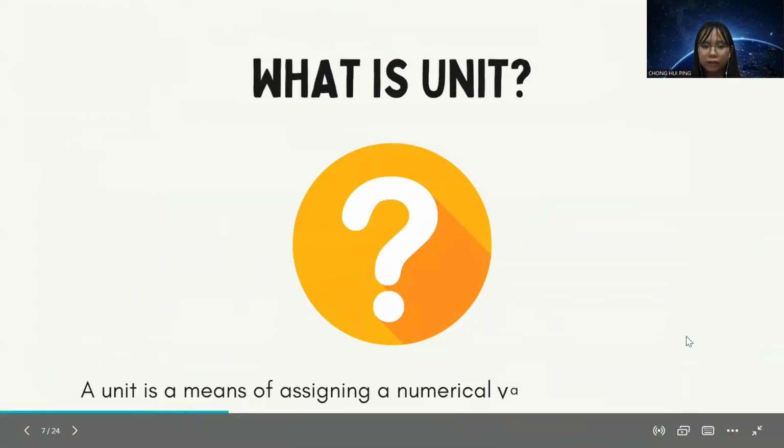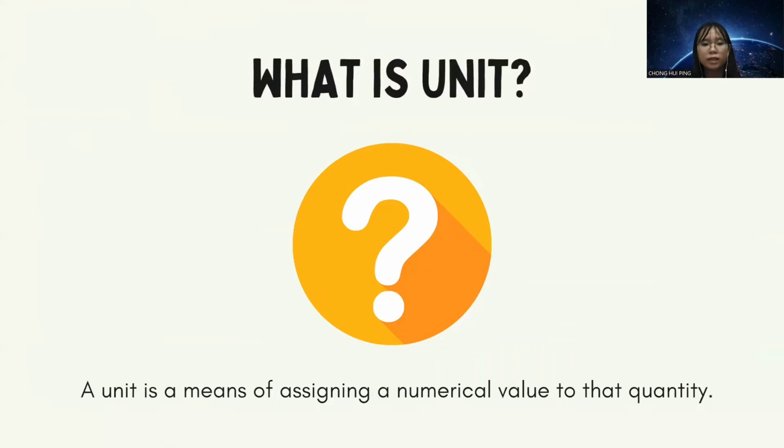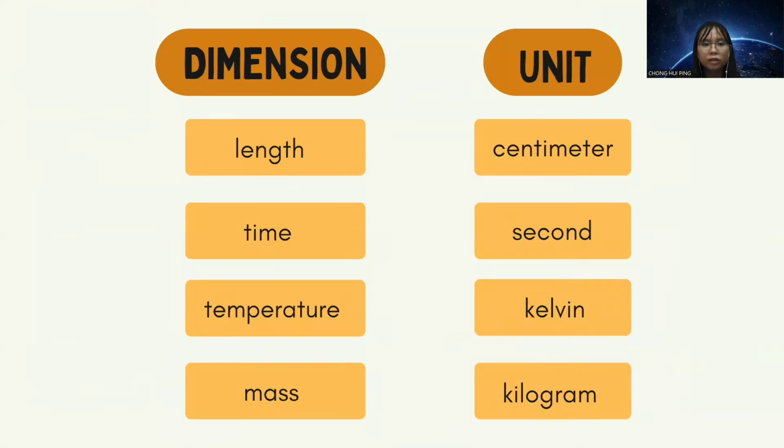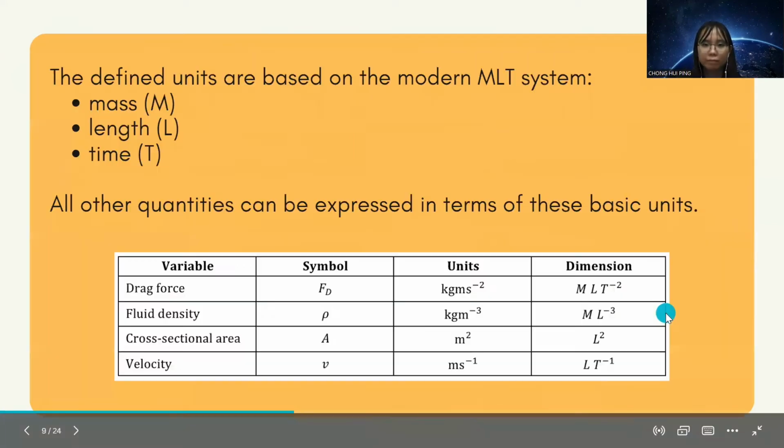What is unit? Unit is a means of assigning a numerical value to that quantity. Move on to the next. Each of the dimensions has its own unit. For example, length, the unit will be centimeter. Time, second. Temperature, Kelvin. Mass, kilogram.